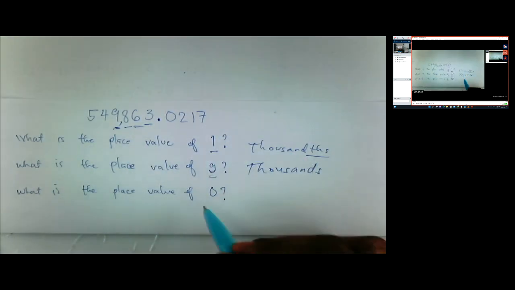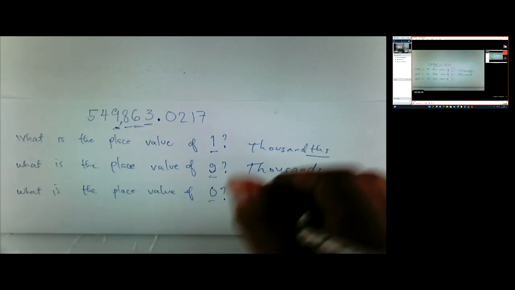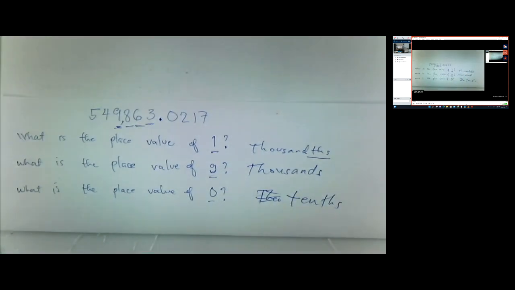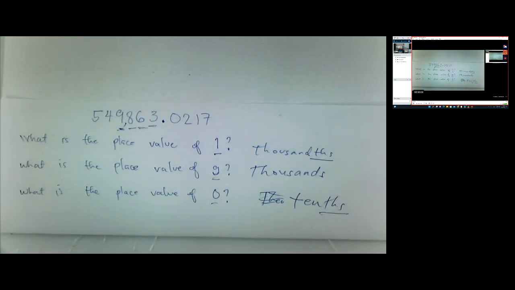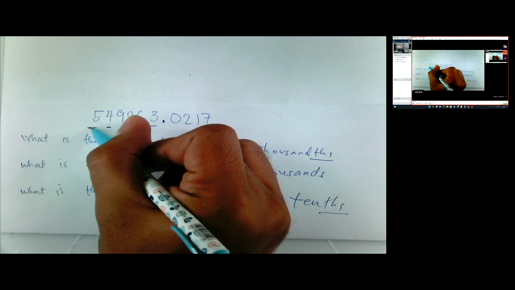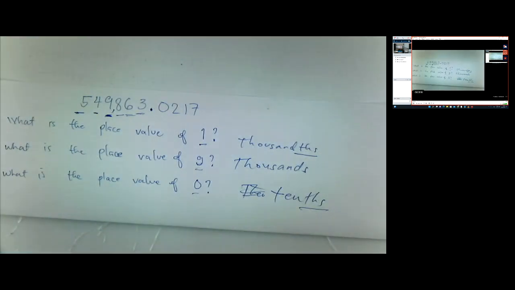How about zero? What's the place value of zero? Tenths. Oop, wrong spelling. Tenths, with THS, okay? Since it's on the right side of the decimal point. Now, if I ask you, what is the place value of 5? This is thousands. What is this? 10,000s. How about 5? 100,000s. Okay? No more question? You understand? Again, you just need to remember the place value. And that will be on the exam.